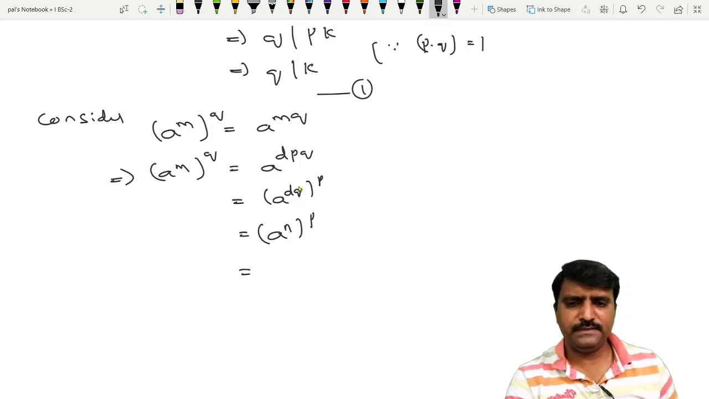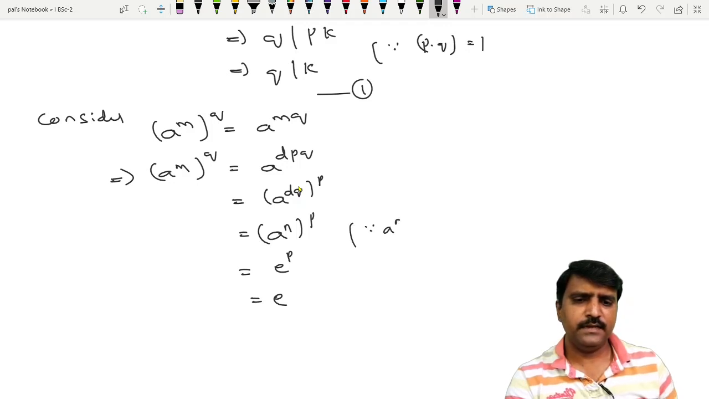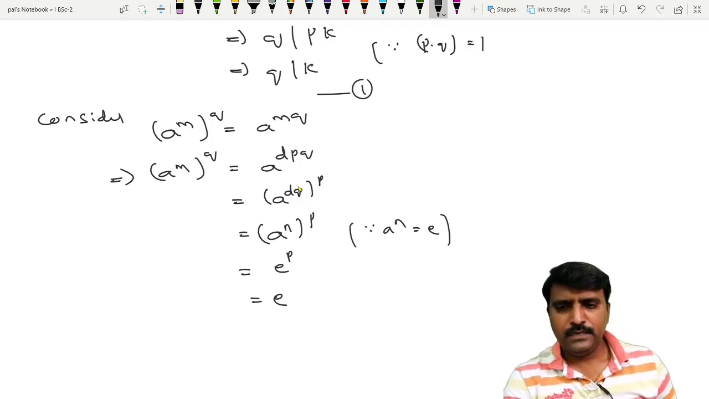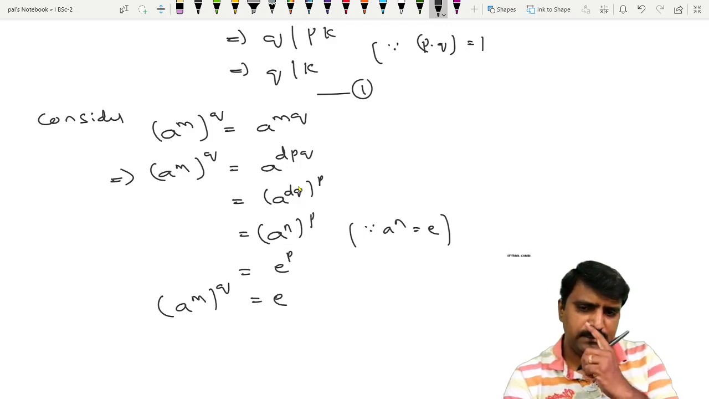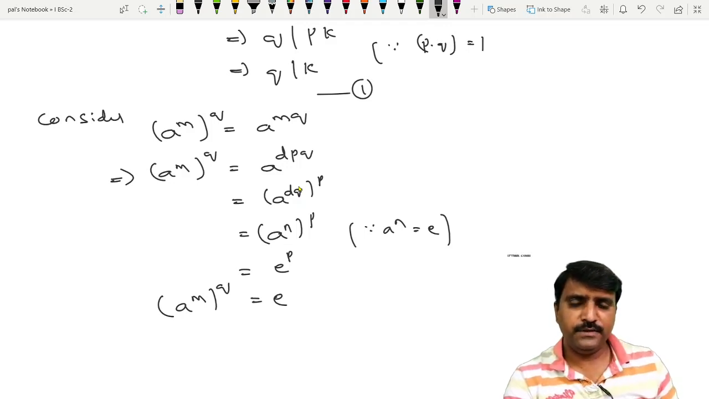A to the power of n is e, so e to the power of p is e only. This is because a to the power of n is e, the order of a is n. Okay, so (a to the power of m) whole to the power of q is equal to e. When we take a to the power of m to the power of q and get e, what does it indicate?